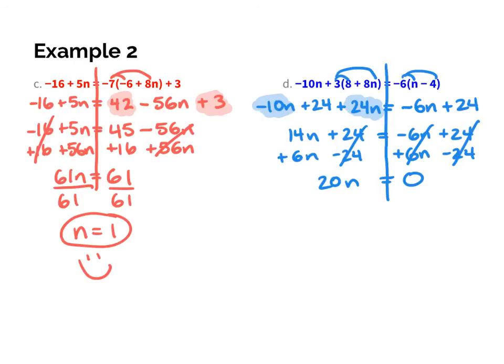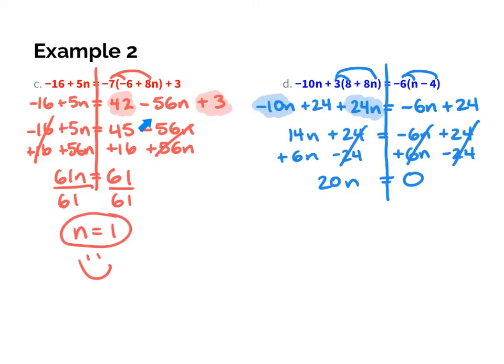All right, so this first example, a lot of meat and potatoes. I didn't touch this left side. That's simplified as much as possible. I just brought it down. Distributed first to get 42. They're both negative, so it becomes positive. And then negative 56n, because that's a negative 7, positive 8.